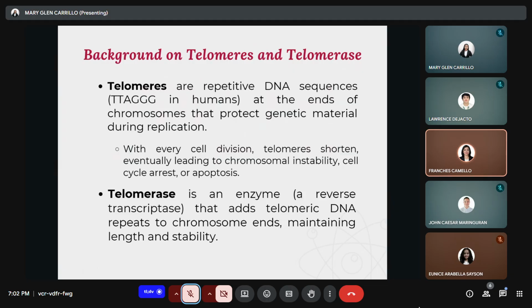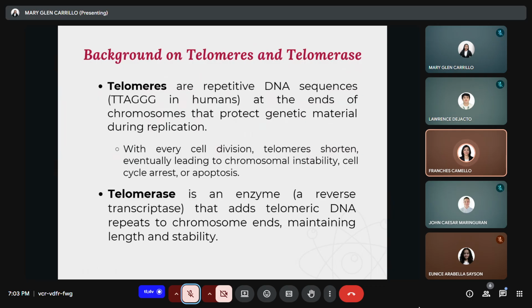Every time our cells divide, DNA replication cannot fully copy the very end of our chromosome. Because of this, telomeres gradually get shorter with each cell division. When they become too short, the cell senses danger and either stops dividing, which we call senescence, or undergoes programmed cell death, which we call apoptosis. This is actually a natural safeguard against uncontrolled cell growth.